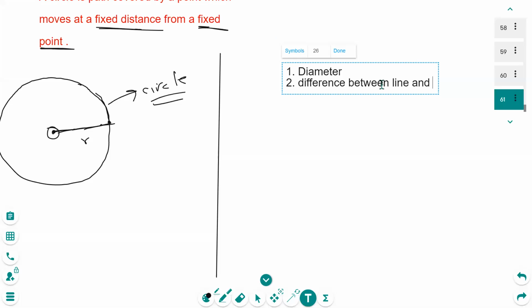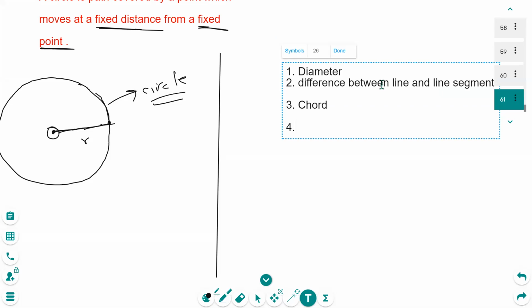That's the basic of this chapter. Difference between line and line segment. And then we're going to discuss what is a chord. Then we will discuss what is a secant. Then along with them, after them, we'll discuss what is a segment.